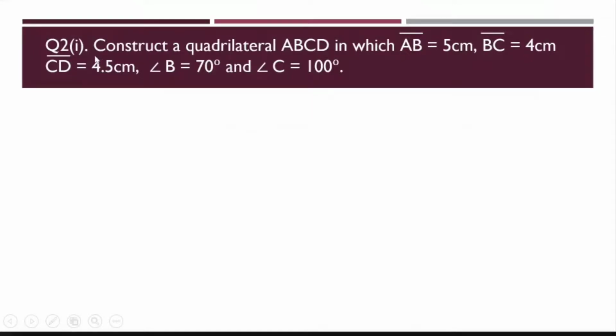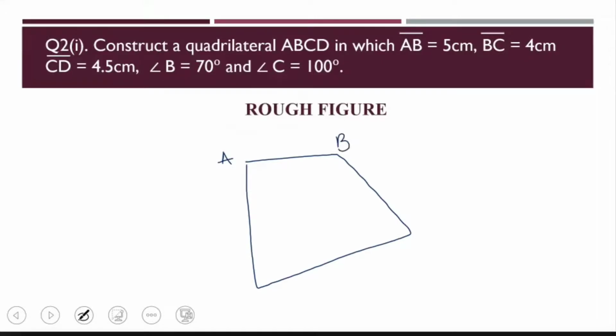So the question is: construct a quadrilateral ABCD in which AB is 5 centimeters, BC is 4 centimeters, CD is 4.5 centimeters, angle B is 70 degrees and angle C is 100 degrees. Let us draw the rough figure. So I have A, B, C and D. AB is equal to 5 centimeters, BC is 4 centimeters, CD is 4.5 centimeters, angle B is equal to 70 degrees, and angle C is equal to 100 degrees. So I have made the rough figure.